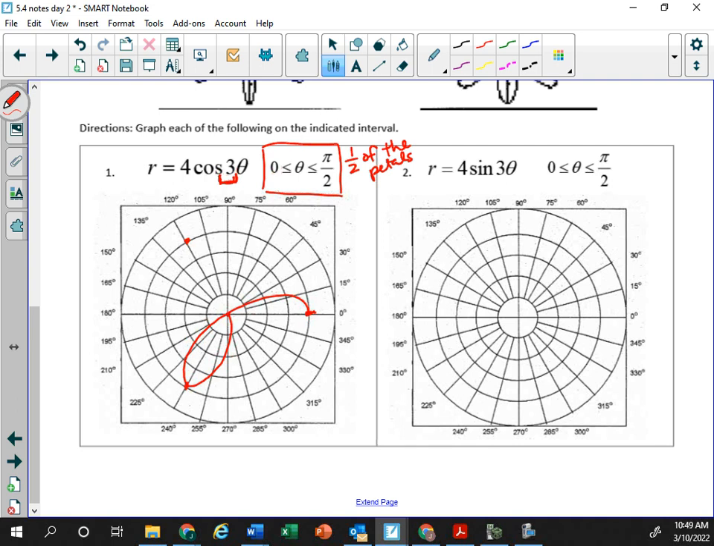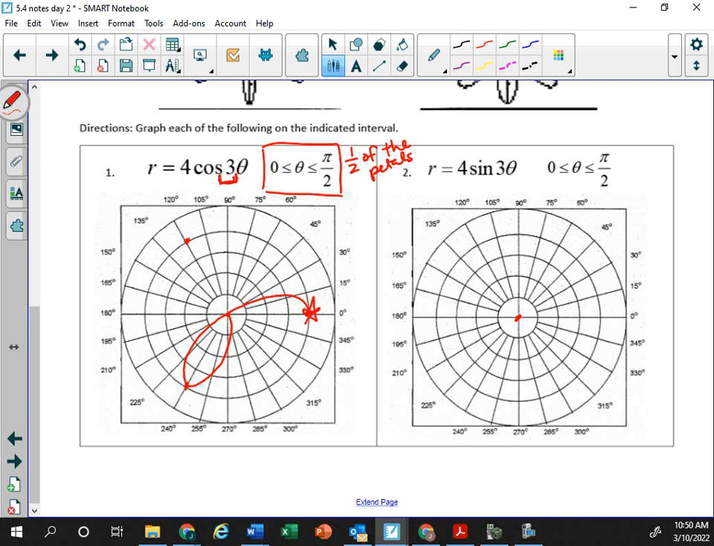The cosine of 0? 1. And what's 1 times 4? 4. So I know every time the cosine is going to start out at that maximum of the petal. Whereas sine, what's the sine of 0? 0. Okay, so that's why the sine graphs actually start at the pole.